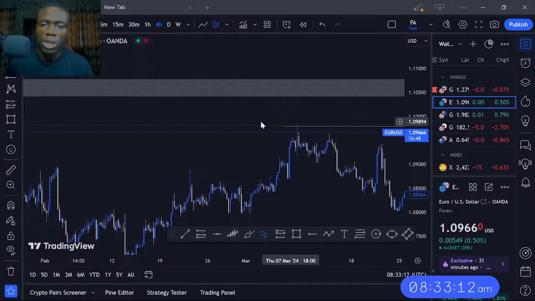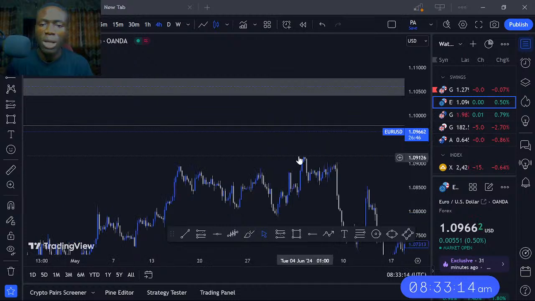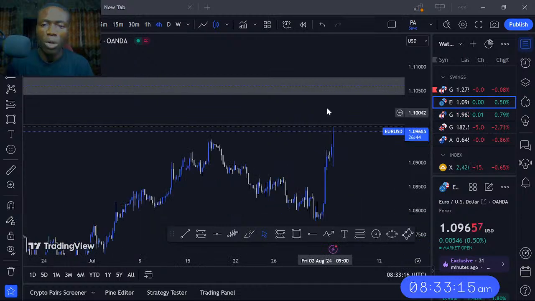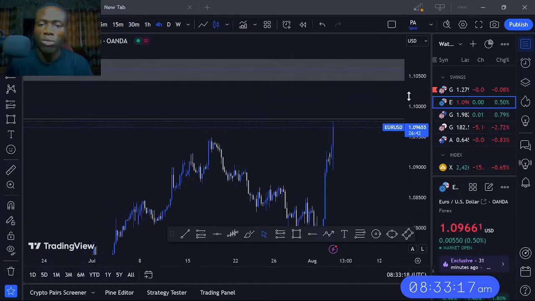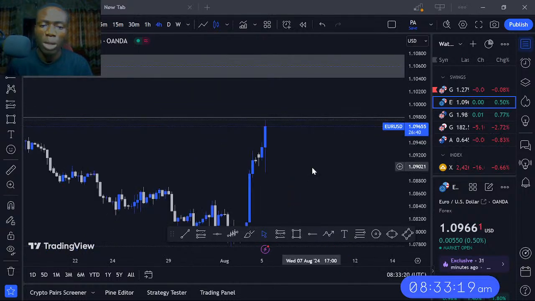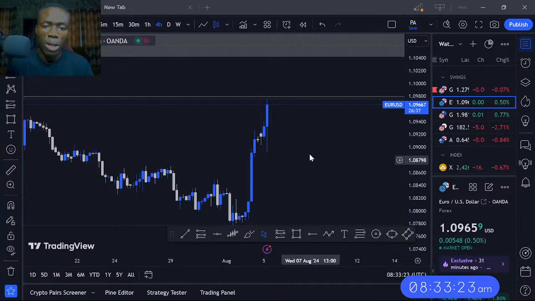So on EURUSD, we could be looking for sells at that very top. Until EURUSD gets here, we won't be looking for sells. That is the only place where sells can come in. And then secondly, looking at it, we can get some areas of supply and demand here.